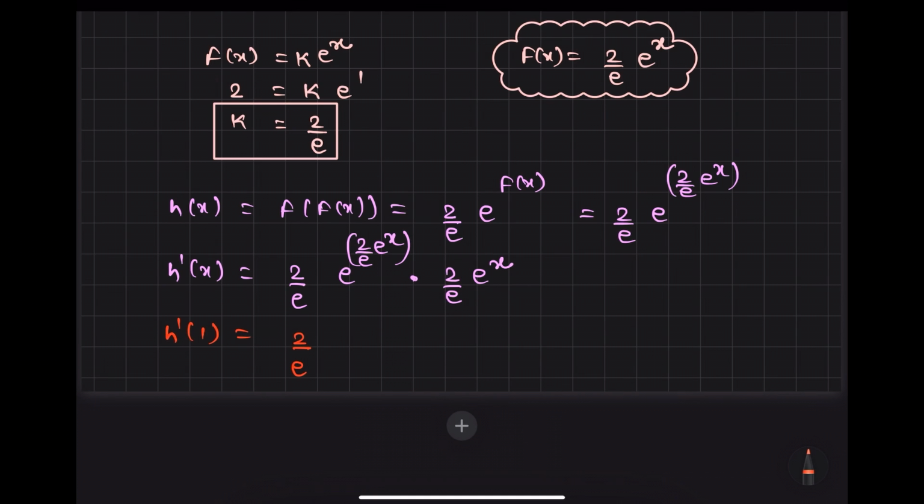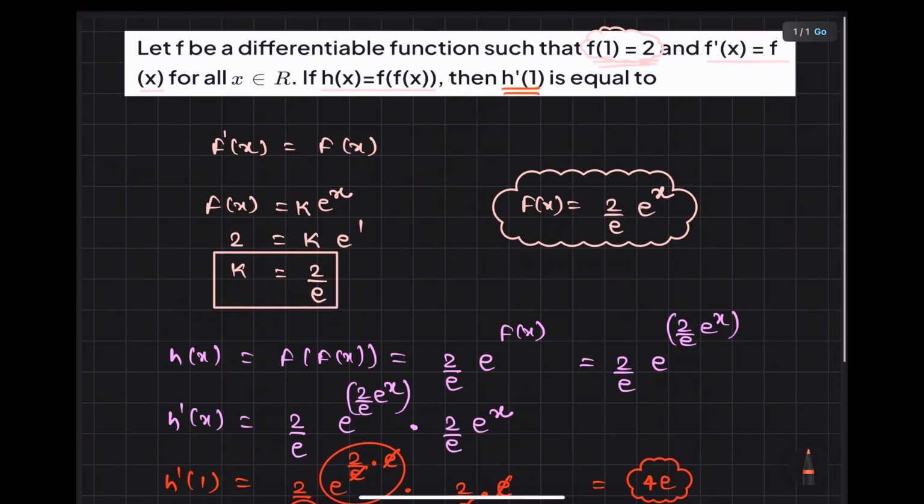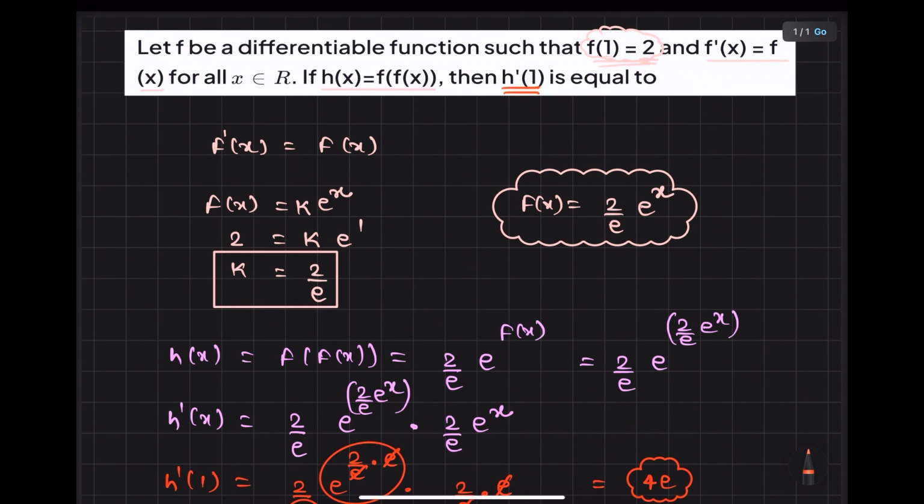So we have 2 by e times e power (2 by e times e) into 2 by e times e. Now this thing is gone, you are left with e square. This thing is gone, you are left with 2. Now if you observe, you have e square over here, you have e over here, so that will be neutralized, you will be left with e, and then 2 and 2 will become 4. So 4 times e. Therefore the required value is 4 times e. I hope the idea is clear.